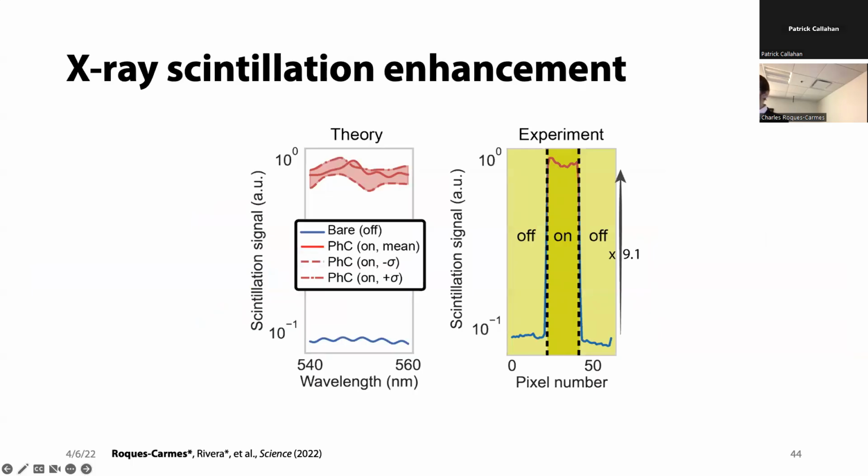And so with this type of photonic crystal, we can actually get very strong enhancement of the amount of light that gets out of the scintillator. This is with a 20 micron thick scintillator, so already for fairly high resolution imaging. And you see that we get almost a 10x enhancement of the amount of light that gets out of the scintillator when you look at on versus off the pattern. This is also reproduced by our theory, which is derived with the framework I presented earlier.